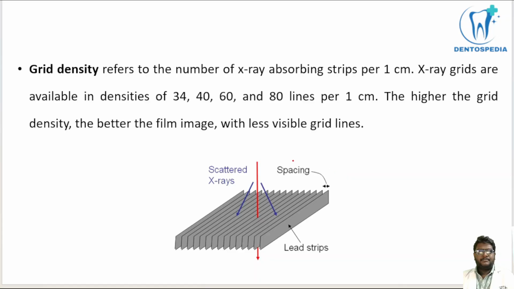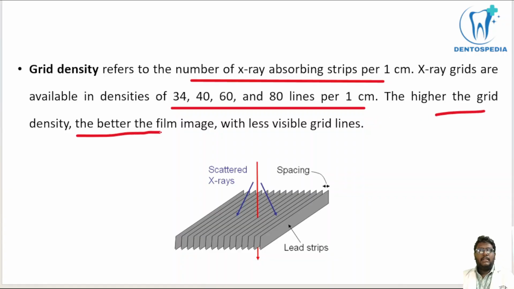And what is grid density? It is the number of absorbing strips per 1 centimeter. We have discussed that grids are strips of lead. So grid density is the number of X-ray absorbing strips per centimeter, and grids are available in densities like 34, 40, 80, and so on per 1 centimeter. The higher the grid density, the better image quality we get with less visible grid lines. So if we use higher grid density, we will get more clarity in the images.